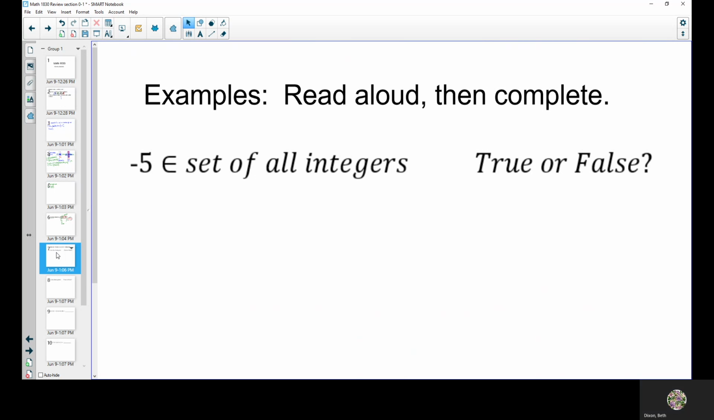So is -5 an element of the set of all integers? Well, we've got to decide if it's true or false. The set of all integers are 0, 1, 2, 3, 4, 5, 6, counting up, and then the opposite of those numbers. They can only be the whole numbers, zero, and their opposites. So -5 would be the opposite of +5, therefore it is an integer, and it is a member of that set, therefore that is true.